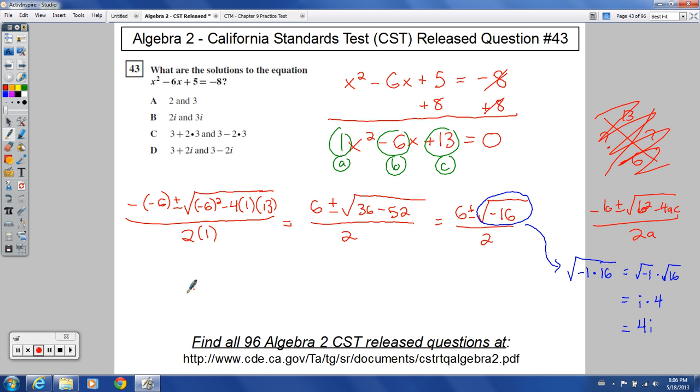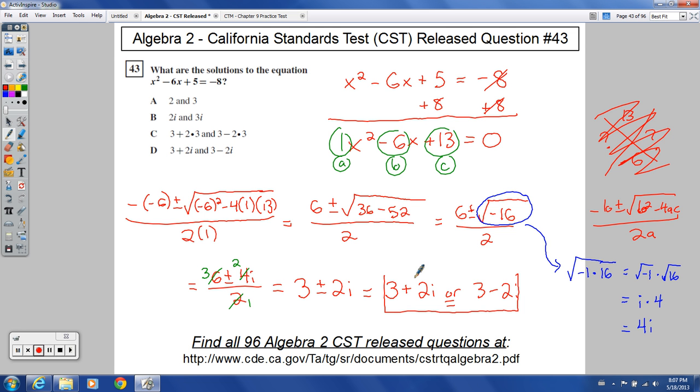So I can write this now as 6 plus or minus 4i all over 2, and each part is getting divided by 2. So I can simplify this down, dividing each part by 2. I'd have 3, I'd have a 2 here, and this would become a 1. Divided by 1 goes away. I don't need to consider that anymore. So this would be 3 plus or minus 2i, meaning that your answers are 3 plus 2i or 3 minus 2i. So with this, number 43, these are our answers. Therefore, my final answer should be choice D.